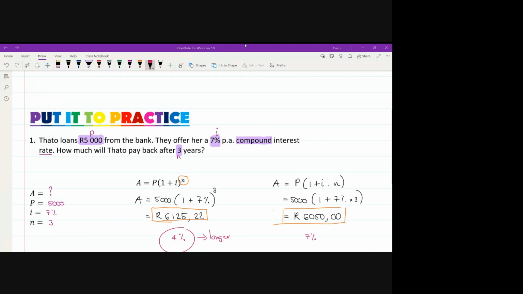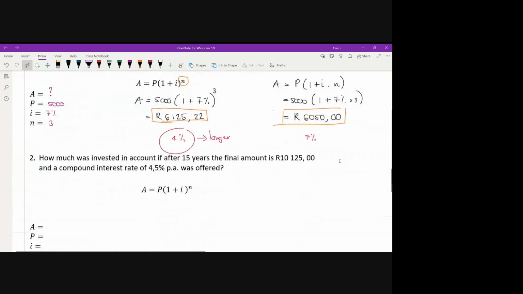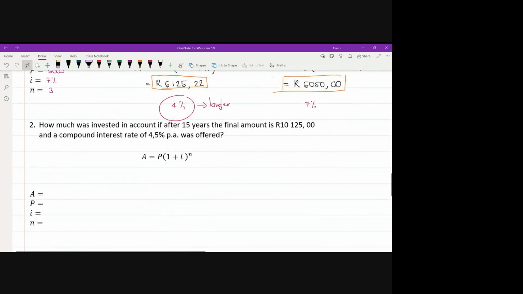All right, let's look at another example. Now, remember, sometimes they don't always ask us to calculate for A. That's the easy calculation. Let's see what happens if they ask us for something else. All right, let's read the question we've been given here. It says, how much was invested? So what are we missing exactly in this calculation? If they say how much was invested, what are we missing? Which value in my calculation?